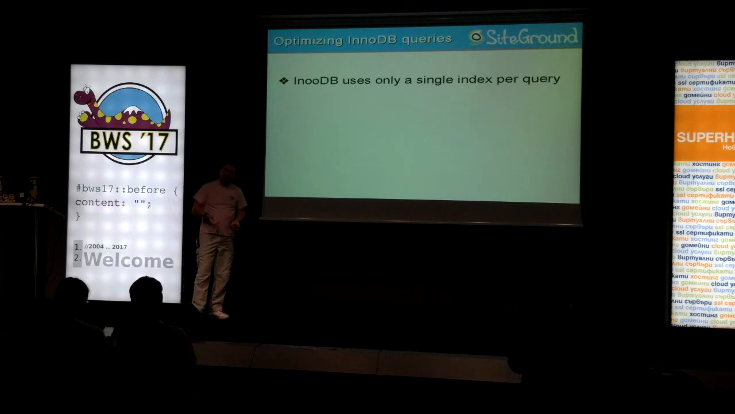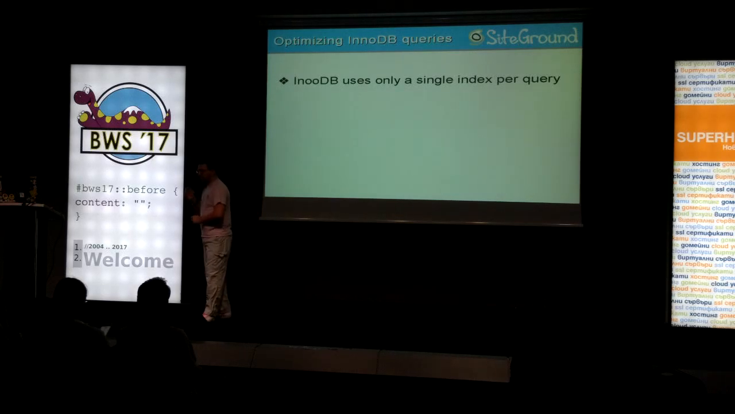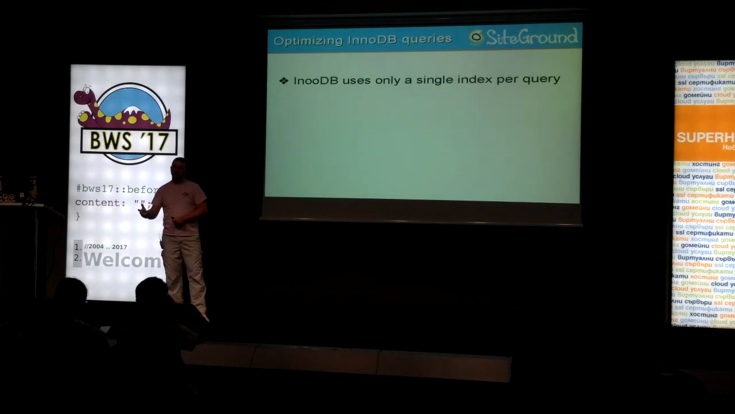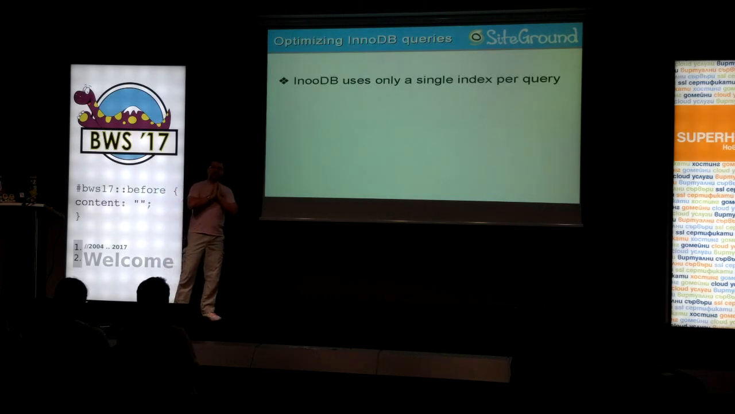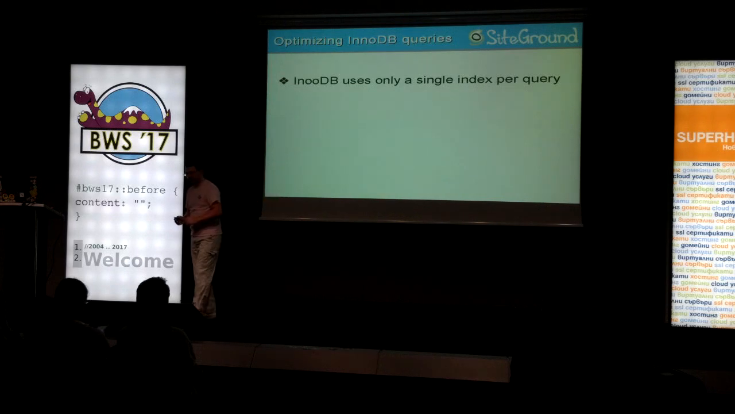MySQL has different storage engines, and as InnoDB is the standard now, you have to know some things about it. MySQL can choose more than one index for your query. But when you're pushing indexes down directly to the storage engine, InnoDB will use only a single index. It wouldn't try to check other indexes. So the optimizer has the hard job here of deciding which of all of your indexes should go to the storage engine.